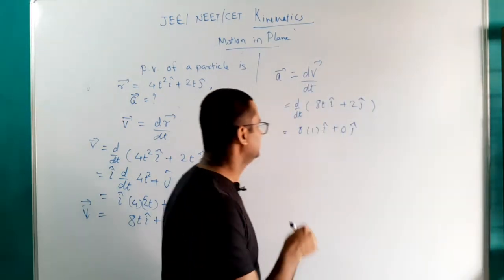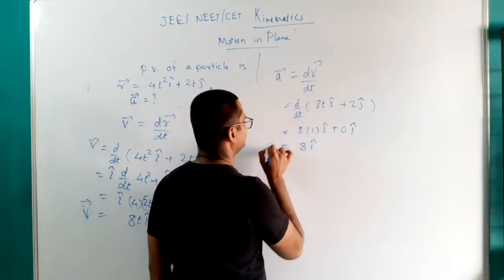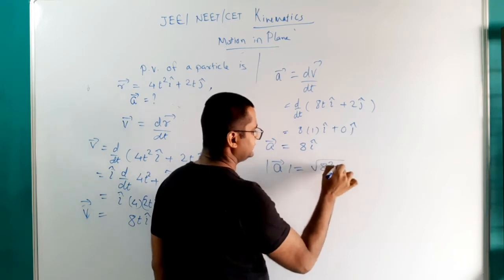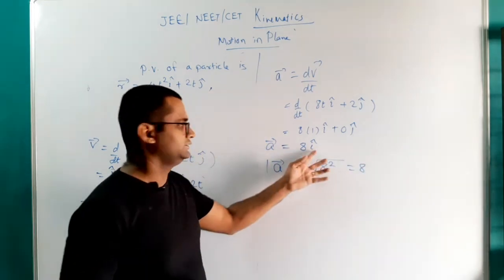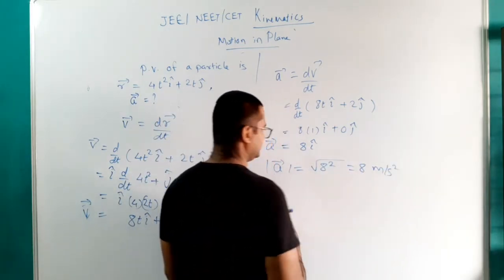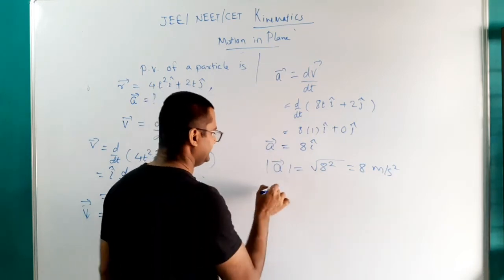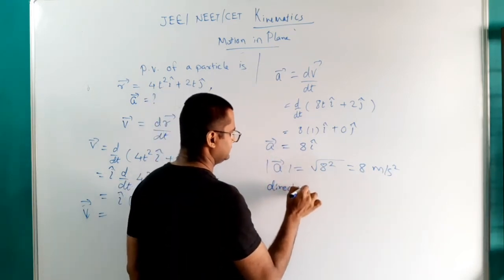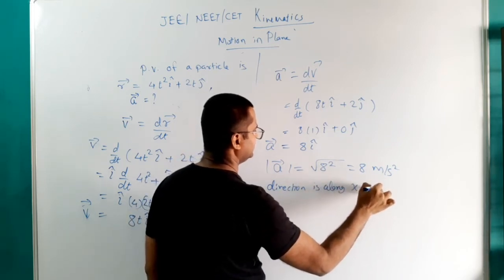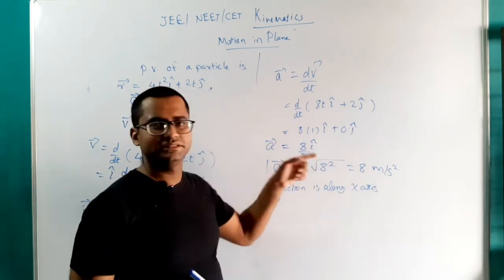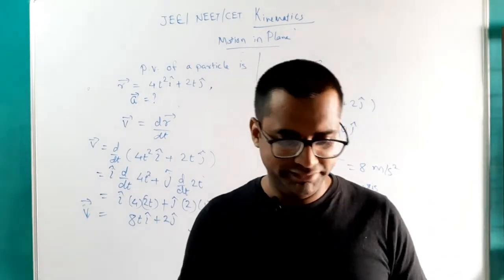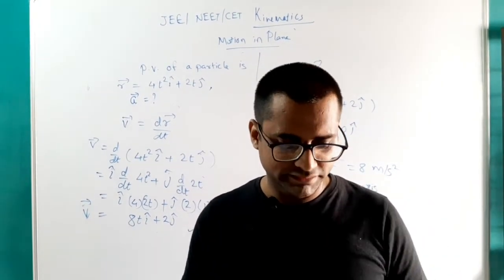So what is our answer? Ultimate answer, it is 8 i cap. So this will be acceleration. And what is the magnitude of acceleration? It will be the magnitude of 8 square, so basically it is 8. Since there is no j or any other component, this will be the magnitude of acceleration. And what will be the direction? Direction is along the x-axis. How have I written this? Since there is only an i component, it means the acceleration is in the x direction only. So this is how we deal with examples where acceleration is constant.